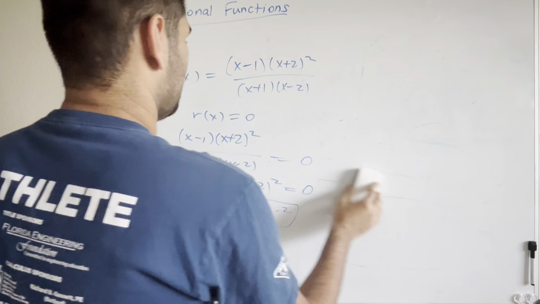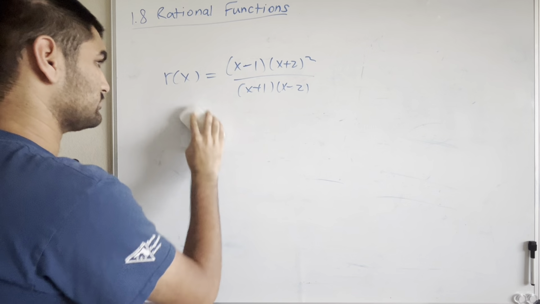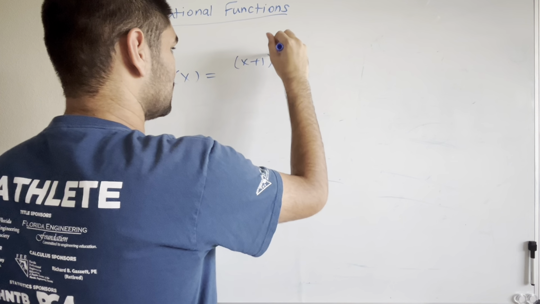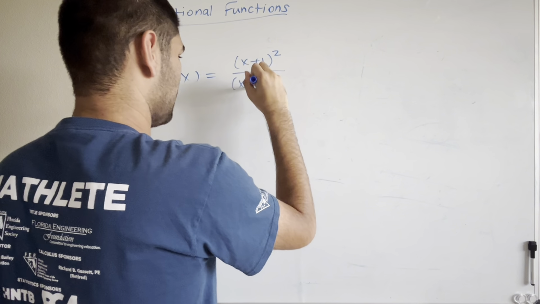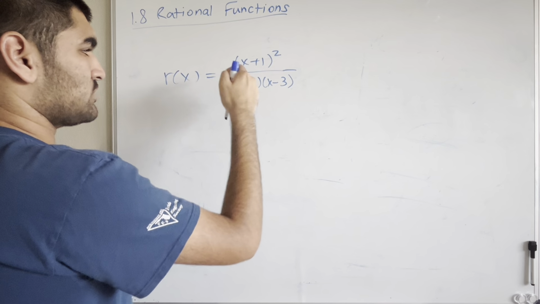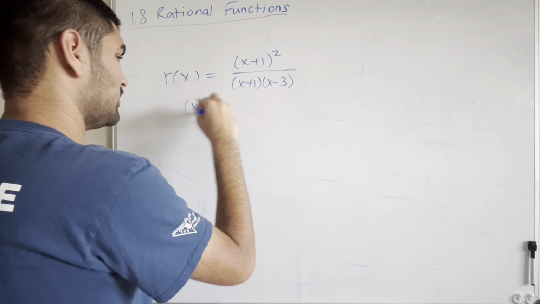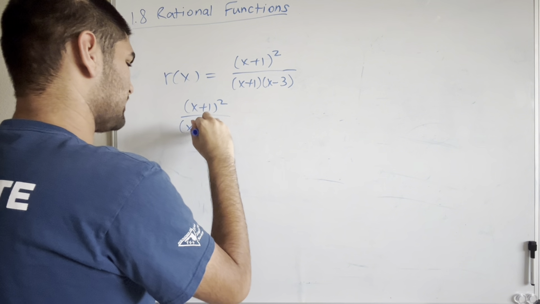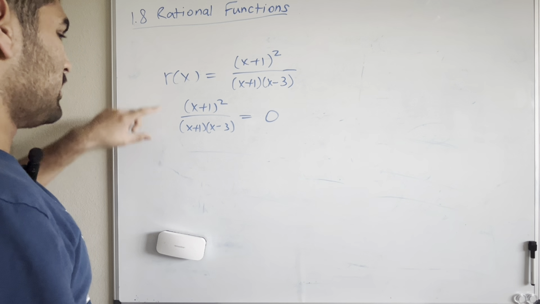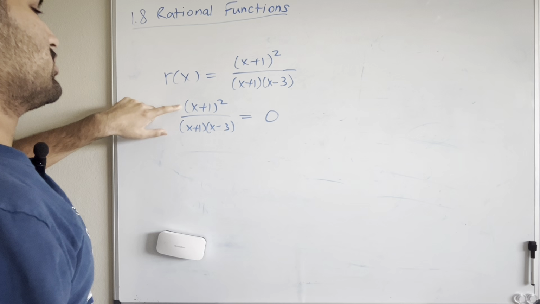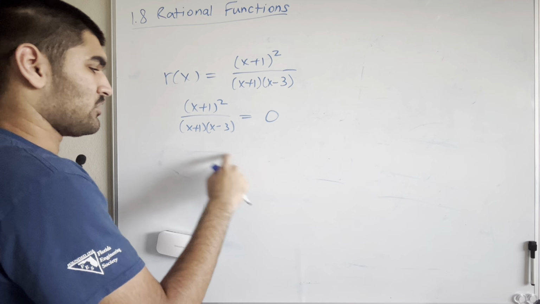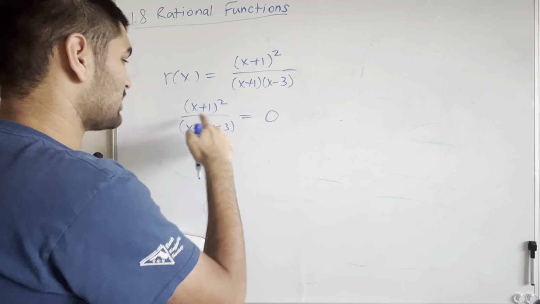Alright. Okay, let's do one more example of finding the zeros. So let's say we have r of x is equal to x plus 1 squared over x plus 1 times x minus 3. Okay, so again, to find the zeros, we could just set this equal to 0. So x plus 1 squared over x plus 1 times x minus 3. So now you have to be very, very careful, right? Because yes, you can set the numerator equal to 0, but first you have to check any values that x cannot be, so you have to make sure that your x value is within the domain.